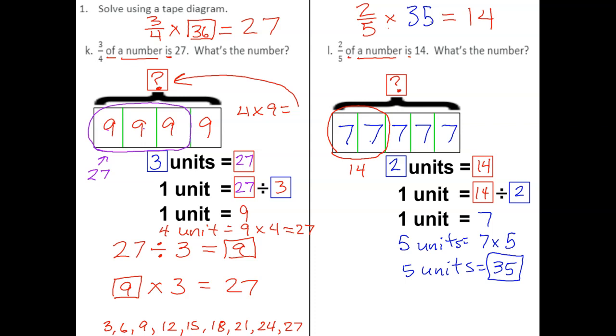If you want to check it, we can check it by using the multiplication. Let's check. 2/5 times 35 wholes equals, and it should be 14. Let's go ahead and do the math. I'm going to simplify by cross canceling. 5 is divisible by 5 one time, and 35 is divisible by 5 7 times. 7 times 2 is 14.